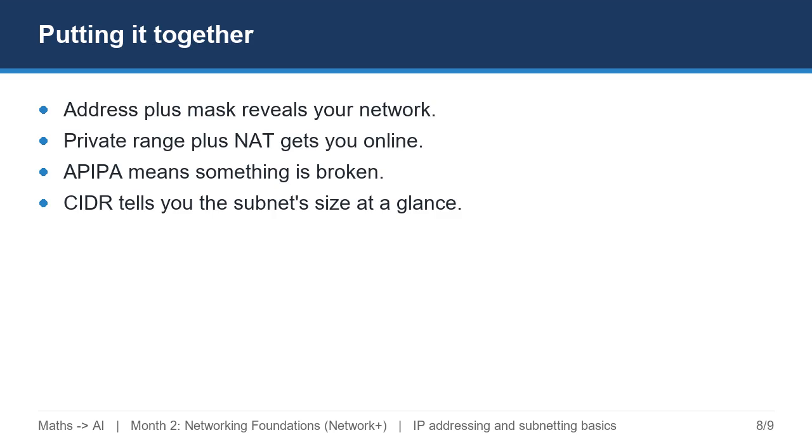Let's bring it together. An address plus its mask reveals which network you're on. A private address plus NAT is how your whole house shares one internet connection. An APIPA address tells you something's broken. And CIDR notation lets you read a subnet size at a single glance. These 4 ideas cover the vast majority of addressing questions you'll meet on the job.